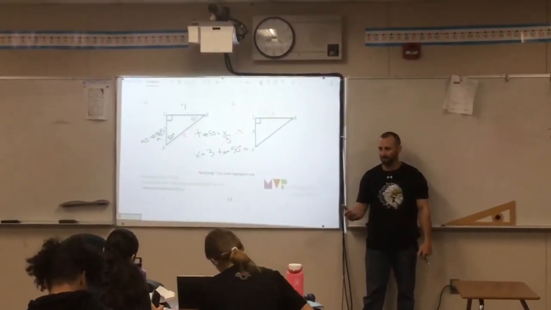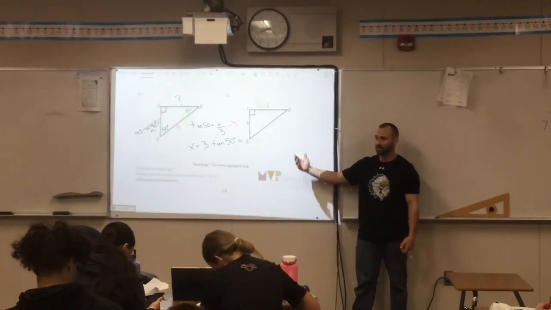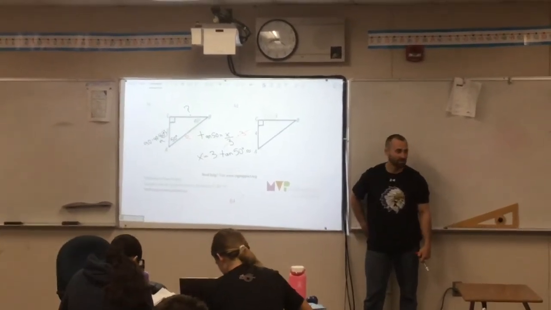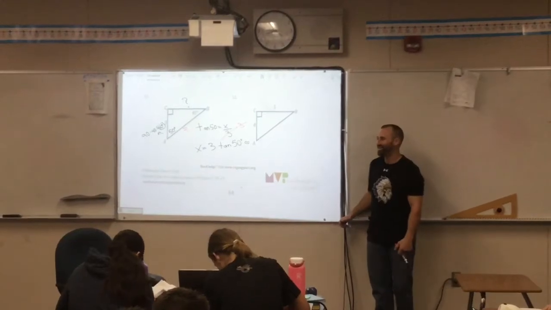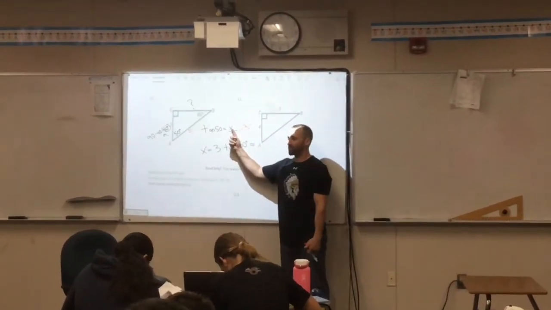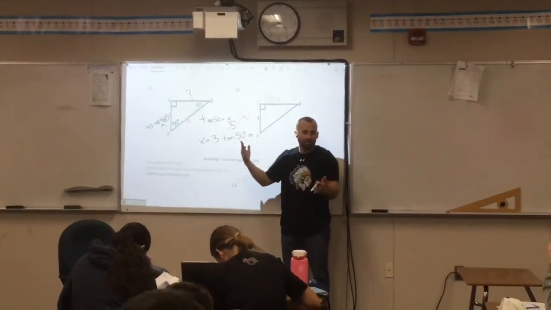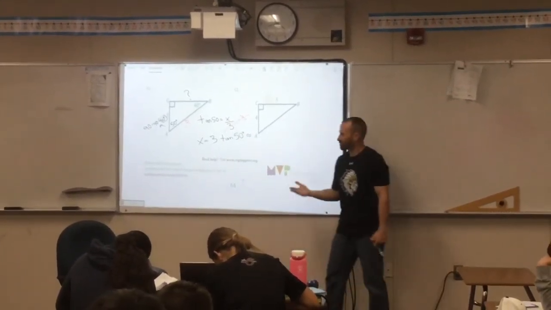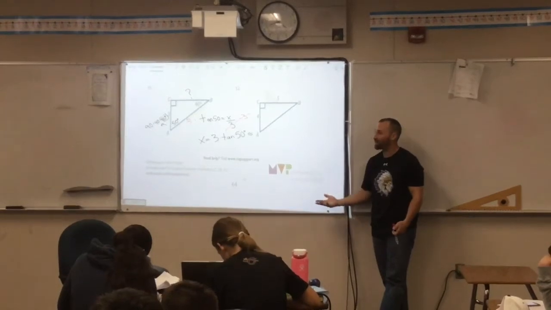And that's when you put it in your calculator, because we can't do that in our head, unless you know what the tangent of 50 is. And if we knew what it was, then we wouldn't have to solve anything. So that's why this is hard. That's why we have to type it in the calculator, because we don't know what it is. That's what we're trying to figure out.